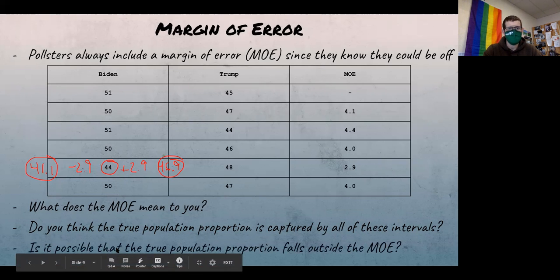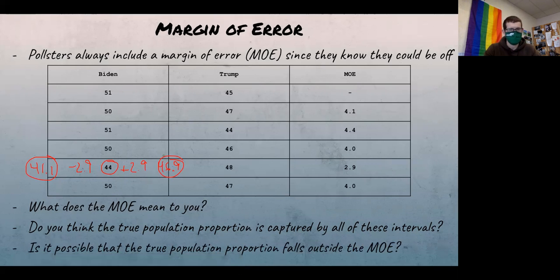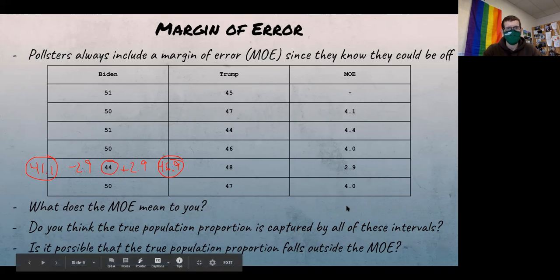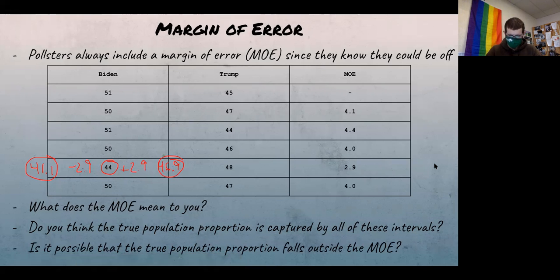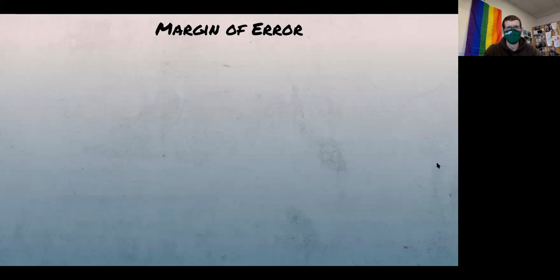So is it possible that the true population proportion falls outside the margin of error? Again, we have hindsight. When I asked this in the fall, we didn't know. It was just a possibility. Yes, it is possible. Here we can say not only is it possible, we can see right here that it did. Okay. So when you see a confidence interval, and that's what we're building up toward, that doesn't mean it's absolutely going to capture the true population value.